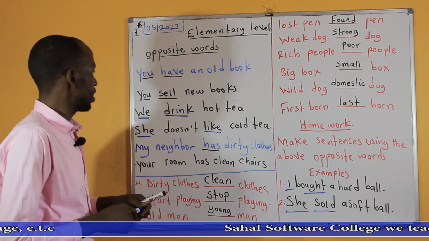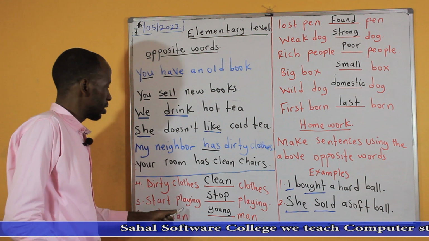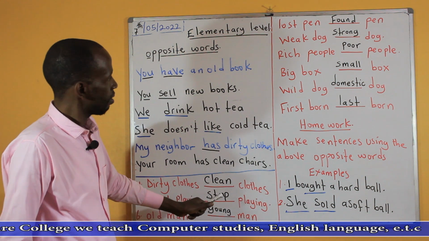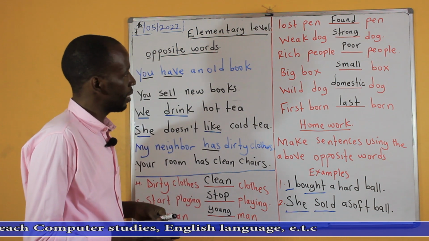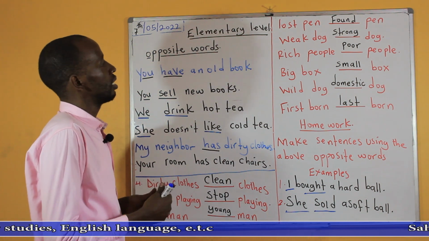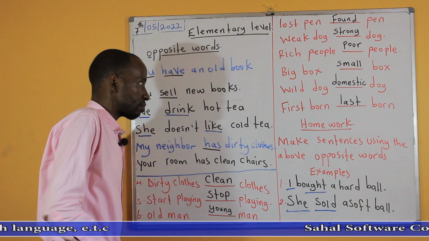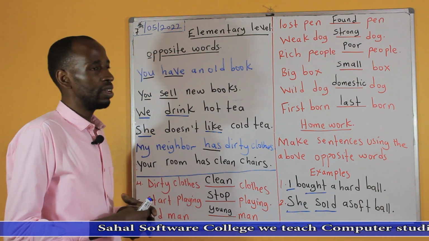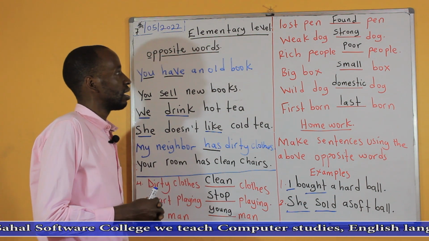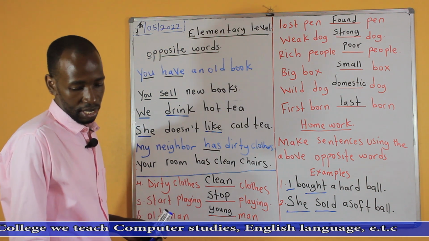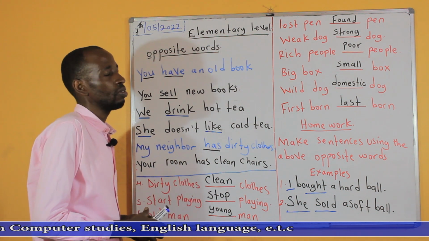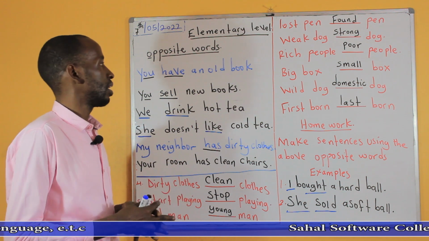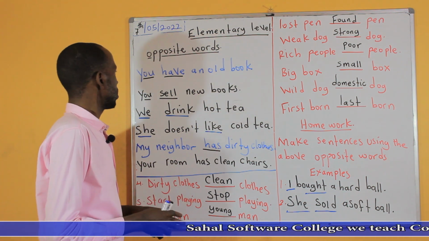Now, your responsibility is to make examples using start playing, stop playing, old man, young man, lost pen, found pen, weak dog, strong dog, rich people, and then you try to make phrases. You try to connect them with subjects and verbs, and then it will be very, very interesting. So this is your work that you are going to do in your free time, because without practice, you cannot improve your language. But with practice, you can reach where you even don't expect to reach. So this is very interesting.